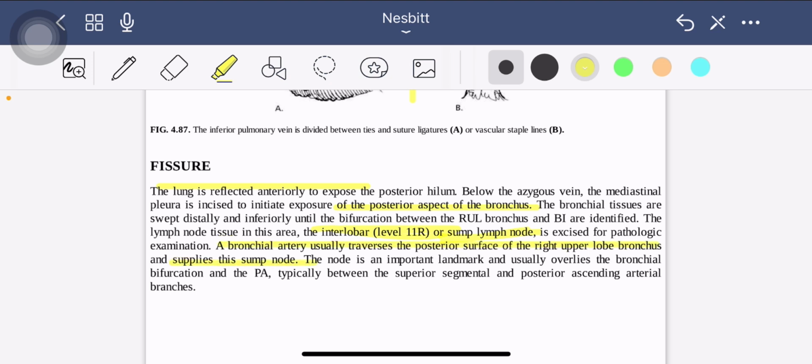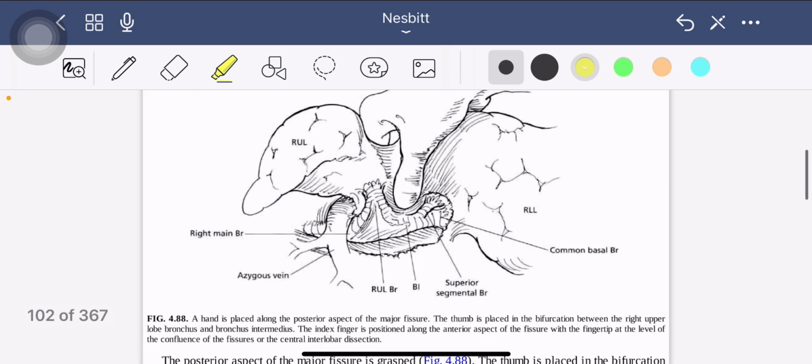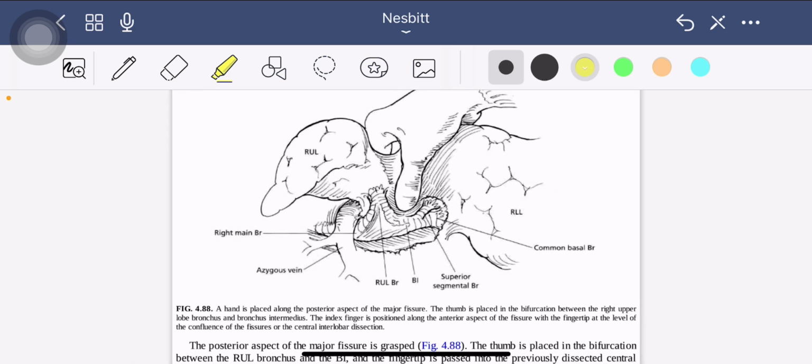The bronchial artery usually traverses the posterior surface of the right upper lobe bronchus. So, posterior to the right upper lobe bronchus is the bronchial artery, which supplies this sump lymph node, station 11R. The node is an important landmark; it usually overlies the bronchial bifurcation and the pulmonary artery, typically between the superior segmental and posterior ascending arterial branches.